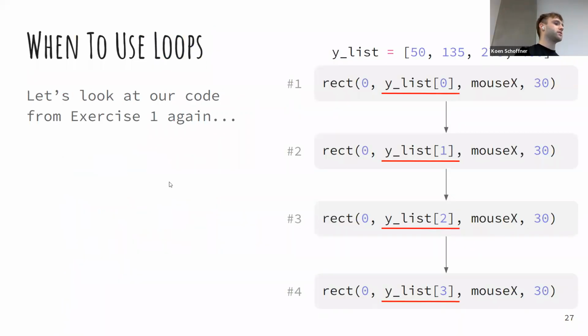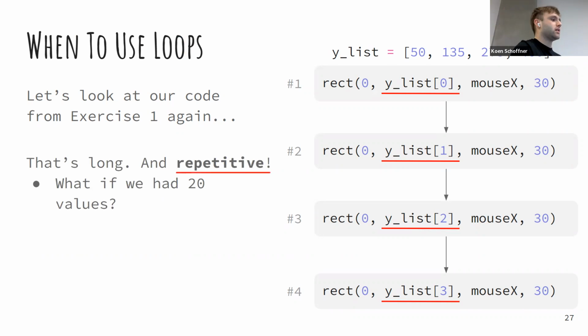So why use loops? Let's look at exercise 1 again. They're good for repetition. If you repeat something a number of times, it's good to put it through a loop. It makes it very, very efficient.